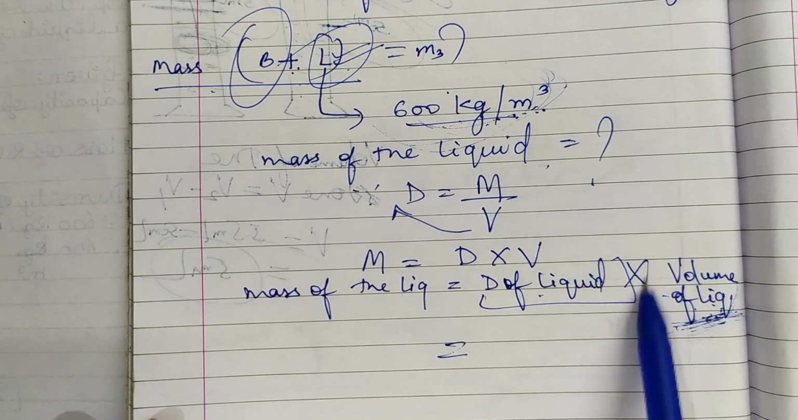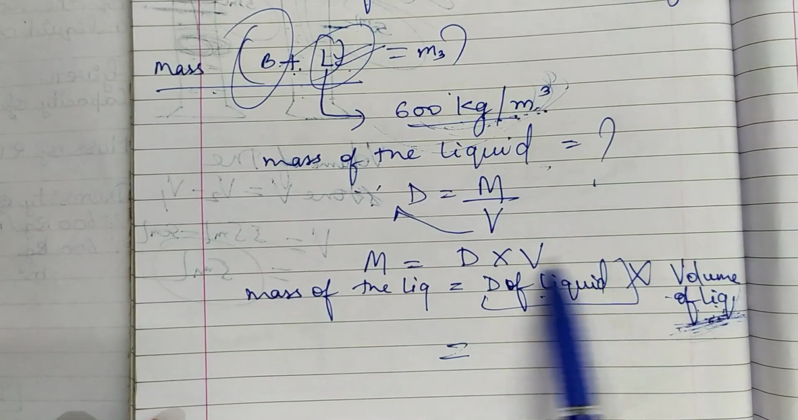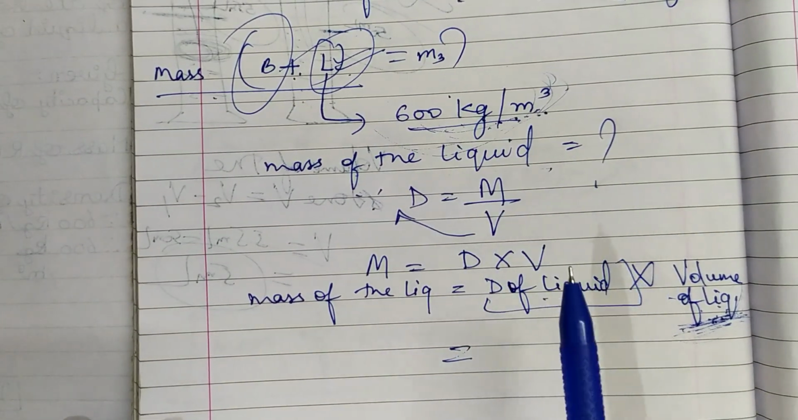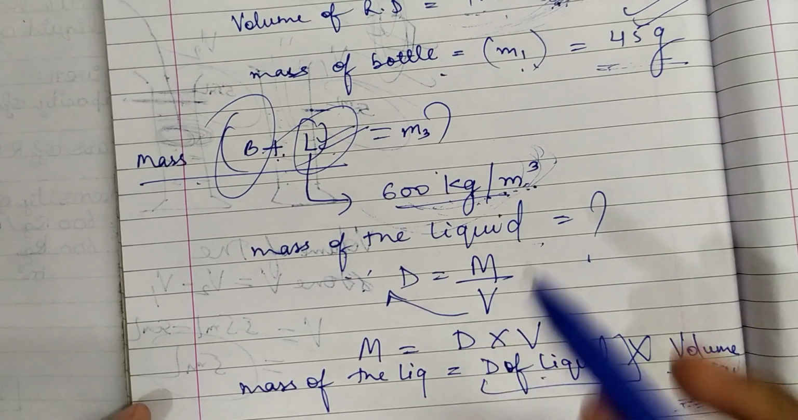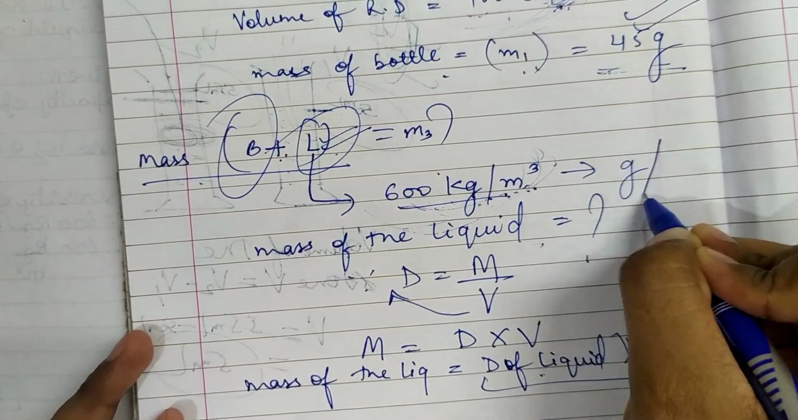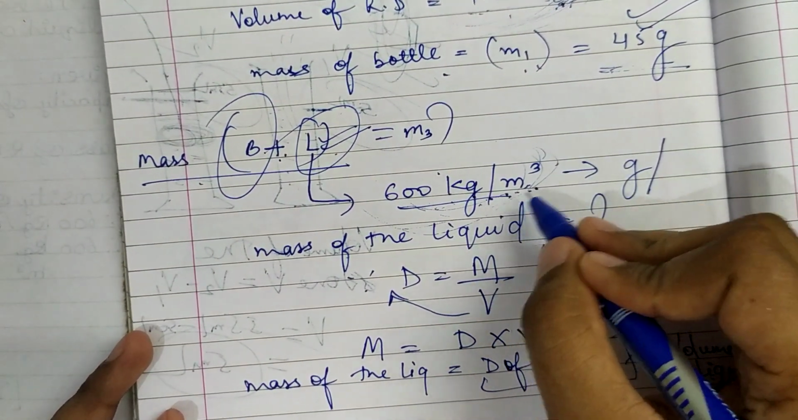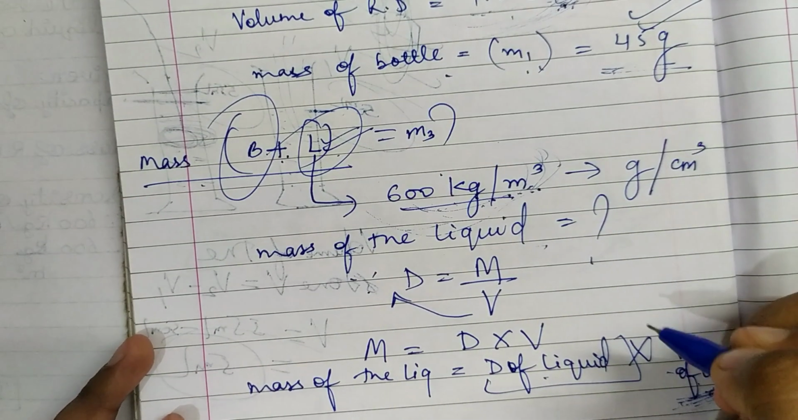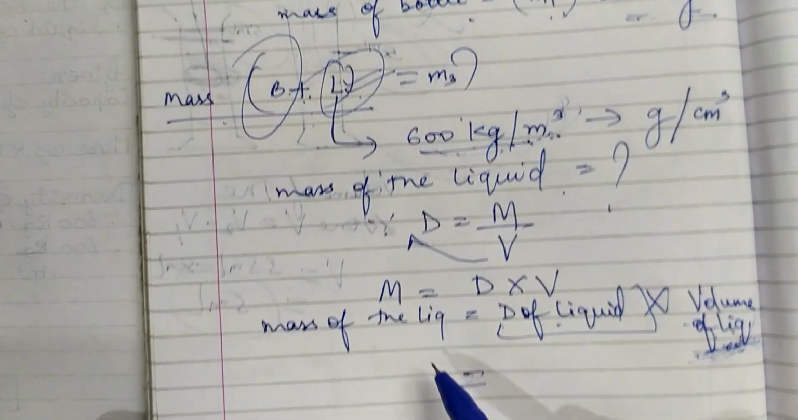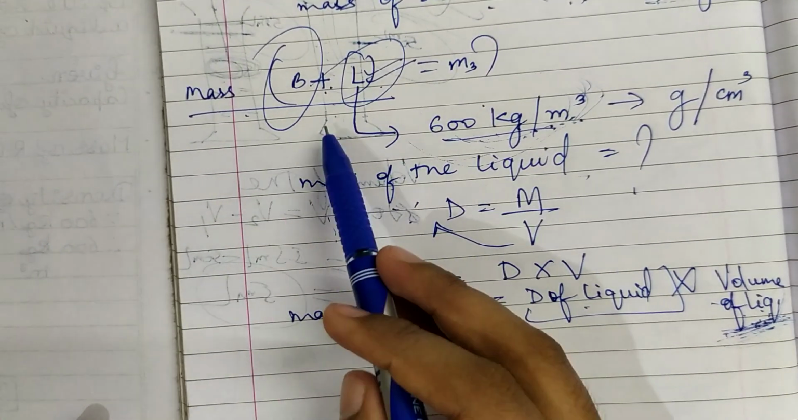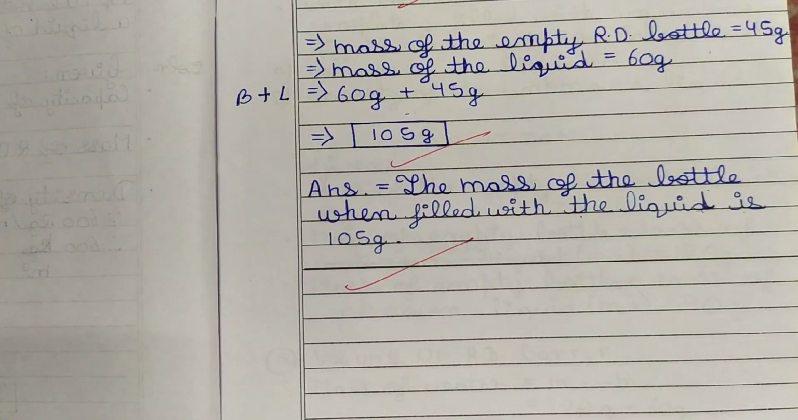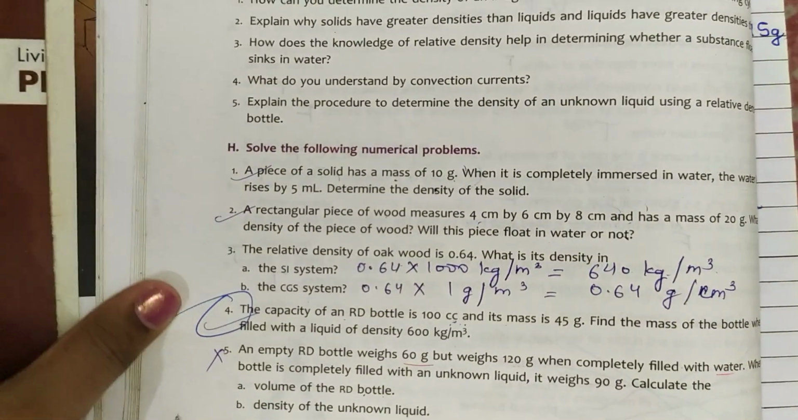Volume of the liquid was already given 100 cc, but density of the liquid was given in SI system. So first of all, your priority was to convert 600 kg per cubic meter into gram per cubic centimeter में आपको convert करना था. And then you can find the mass of the liquid and at last mass of the bottle plus liquid. I hope children it is clear to you, and I have tried my best to explain you this question. Please do watch this video at least twice to understand this thing.